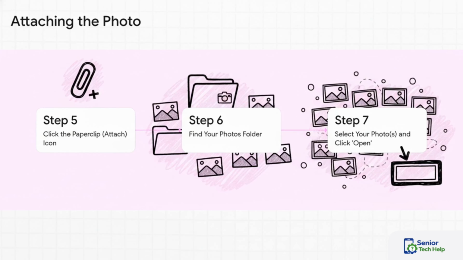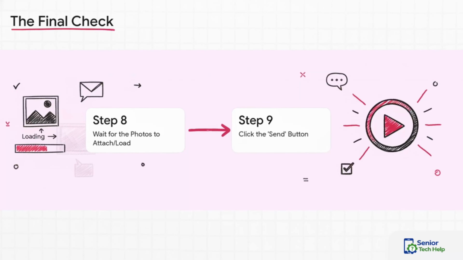Now, this is just your computer letting you look through your files. Find that pictures folder we talked about, and then click on the photo you want to send. If you want to send more than one, you can hold down the Control key, or the Command key on a Mac, while you click on each one. Then, just click Open.